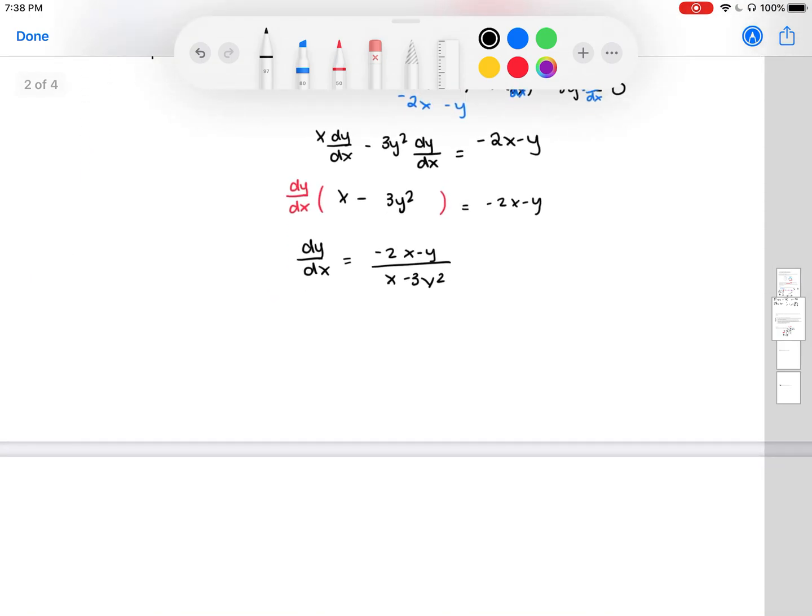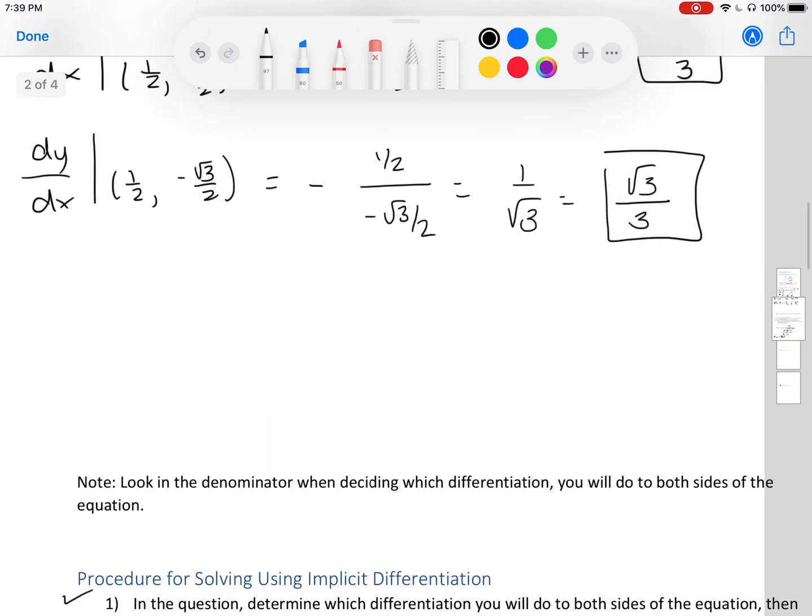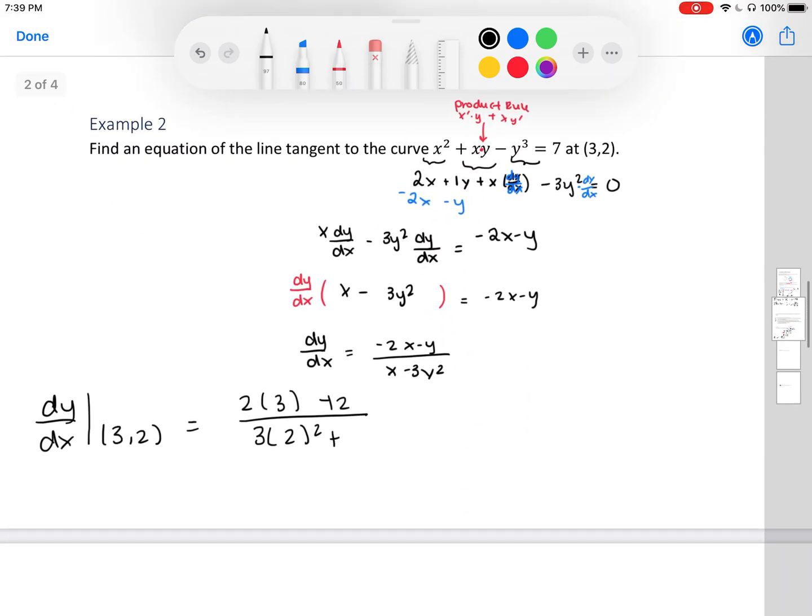So we have our equation to find our slope. Next, we find our slope by plugging in the value that we're given, (3, 2). So we have dy/dx at (3, 2), which is 2 times 3 plus 2 divided by 3 times 2 squared minus 3, so that we get 8 over 9.